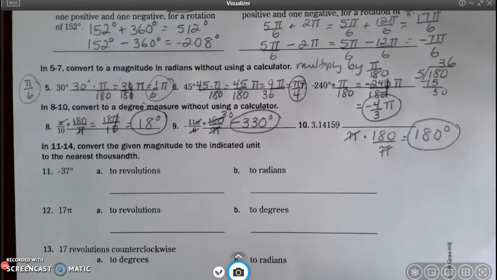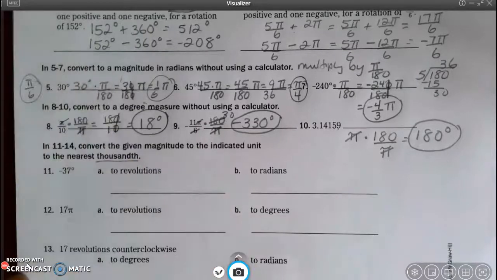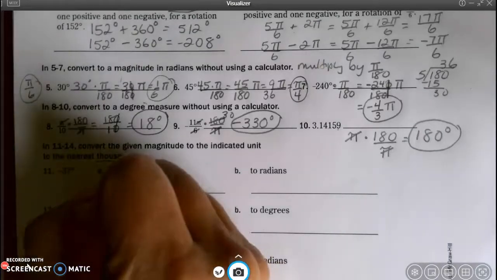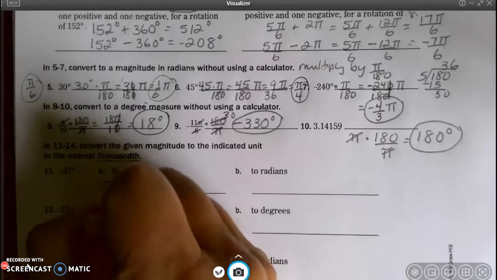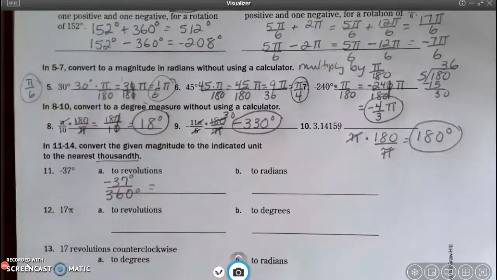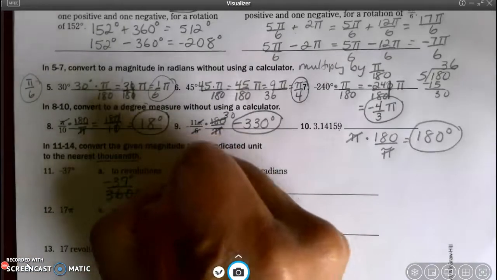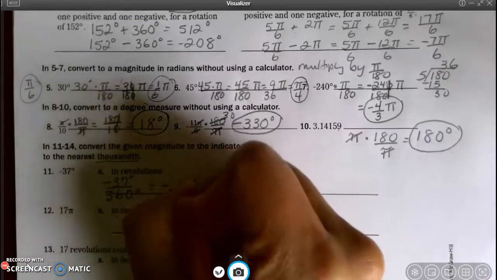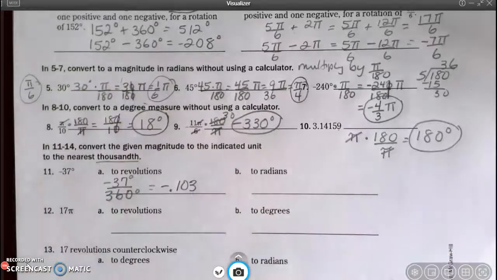It says convert the magnitude to the indicated unit to the nearest thousandth. So we're not looking for exact answers, we can get decimal answers. Degrees, when I'm converting to revolutions, negative 37 degrees is going to be divided by 360 degrees, and that will give me my revolutions. I'm going to use my calculator. Negative 37 divided by 360. And I get negative 0.103 revolutions.